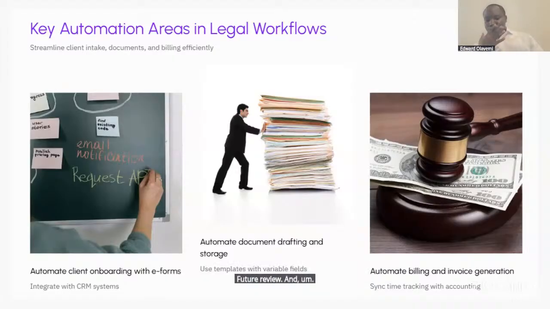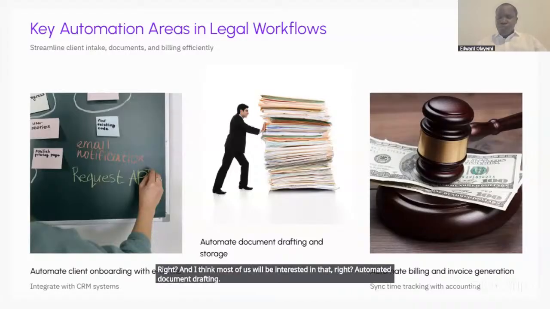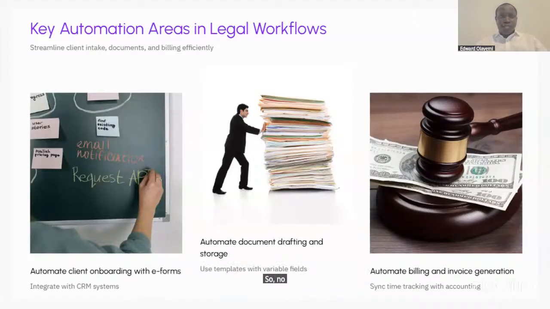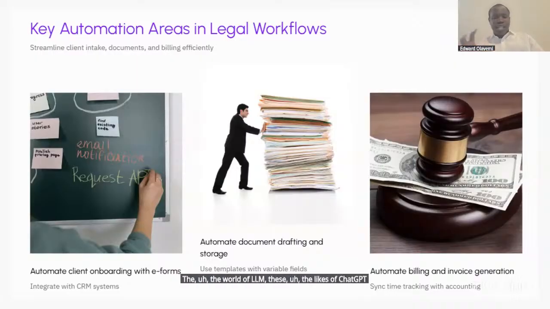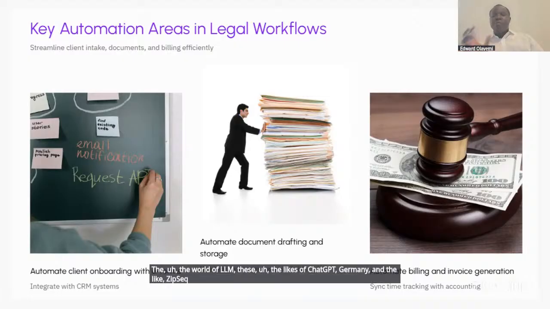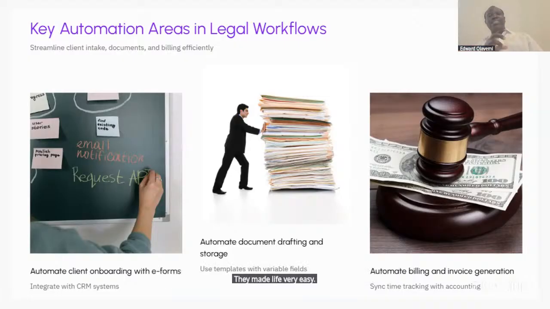And that's one. Another thing is automated document drafting, right? I think most of us will be interested in that. Automated document drafting. So now, in the world of LLMs, the likes of ChatGPT, Gemini, DeepSeek, Grok, they have made life very easy, right? And the interesting thing about them is that, like I mentioned earlier, they all have what we call an API endpoint. So you don't need to go to the cloud.